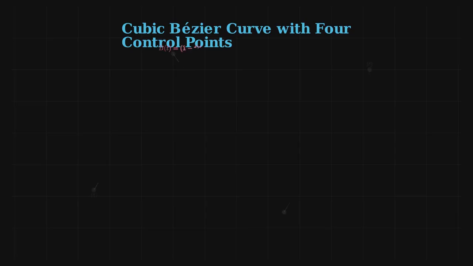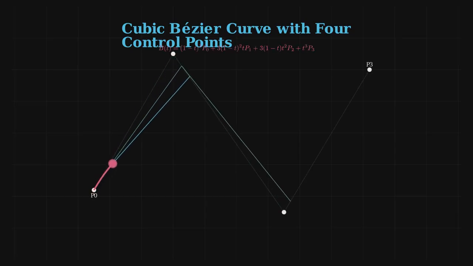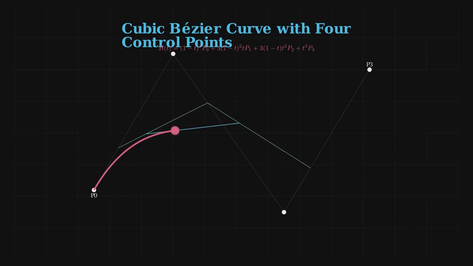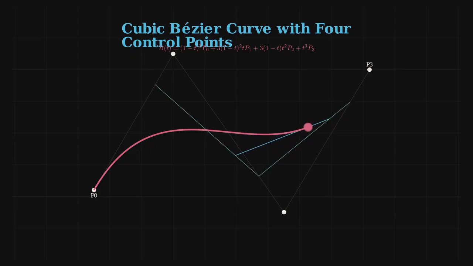For complete design freedom, we use 4 points, p0, p1, p2, and p3. By nesting 3 levels of linear interpolation, de Casteljau's algorithm generates a cubic Bezier curve. This elegant nested structure forms the backbone of digital fonts, vector graphics, and modern web animations.